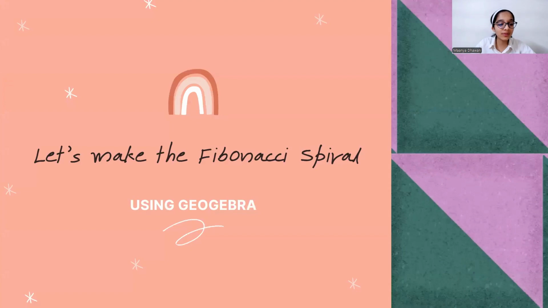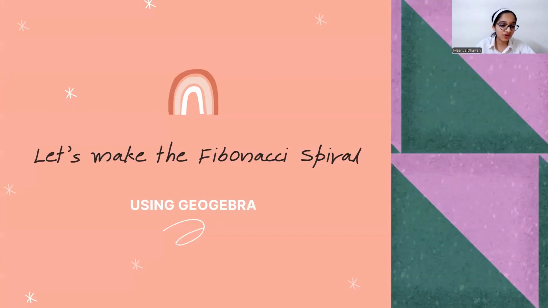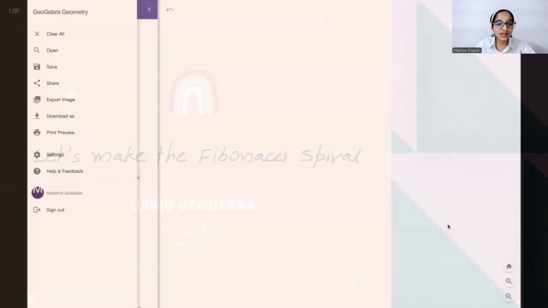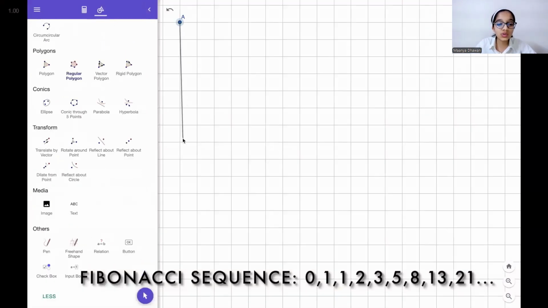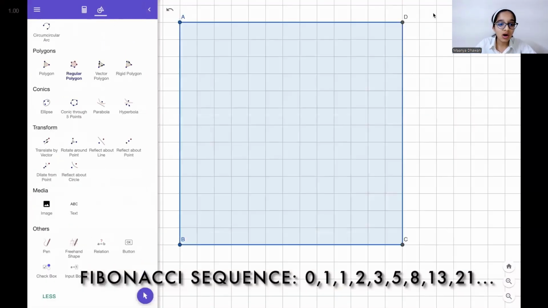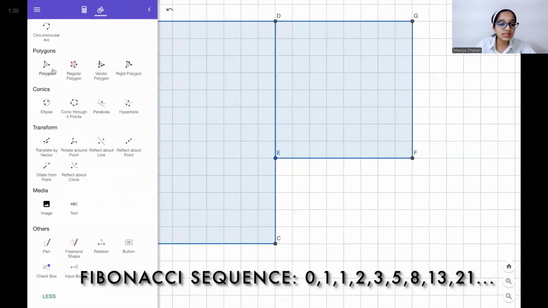Now, let's make the Fibonacci spiral using GeoGebra. As we know that the Fibonacci sequence is 0, 1, 1, 2, 3, 5, 8, 13 on to infinity. We'll be making squares of these dimensions in descending order, starting with the square of side 13 units, then 8 units, 5 units, 3 units, 2 units, and 1 unit.